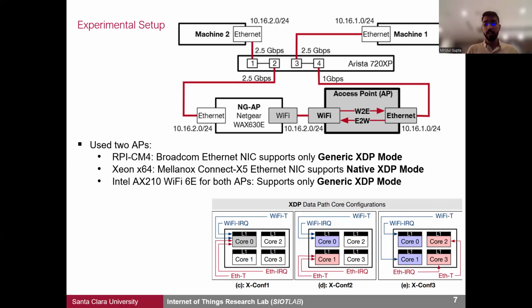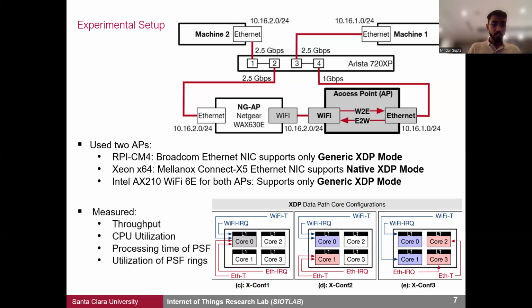Similarly, XConf3 is simulating a multi-core environment where all four components responsible for packet switching are on four cores. It should be noted that all four cores were isolated, and hence the system was not interfering during performance. Also, each core has its own dedicated L1D cache. We collected the following key measurements: the throughput, the CPU utilization, the processing time of each of the stages of PSF, and the utilization of all of the rings within the PSF.